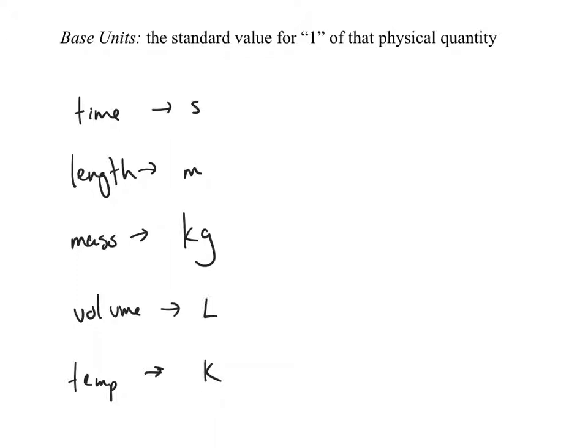The other base units that are useful for E&M are current, which is in amps; temperature, kelvins; amount of substance in chemistry, measured in moles; and then something called luminosity, which was measured in candelas, which is why it's called a candle, candela, CD.